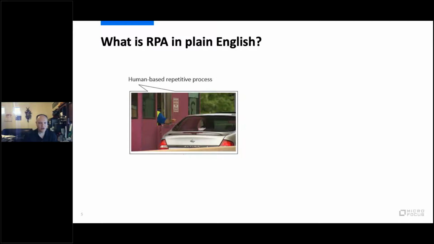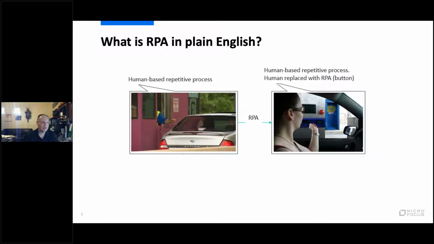So RPA is really around changing that experience to remove the human interaction part of it, to turn that all into a robotic process. Driver comes up and no longer has to communicate with the person, just hits the big red button, and they continue with their process to exchange that currency for passage on the toll road.